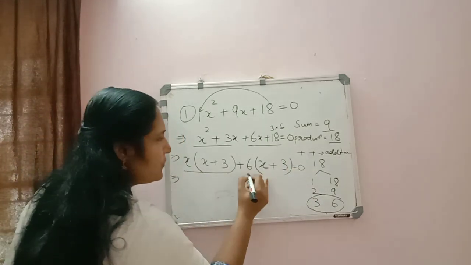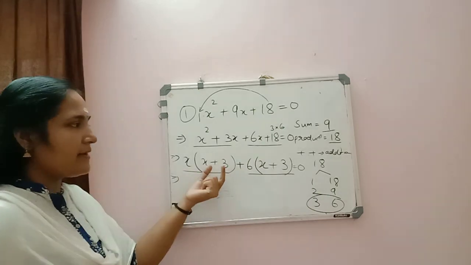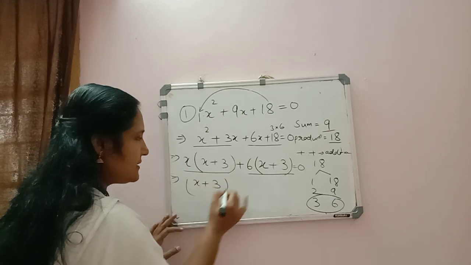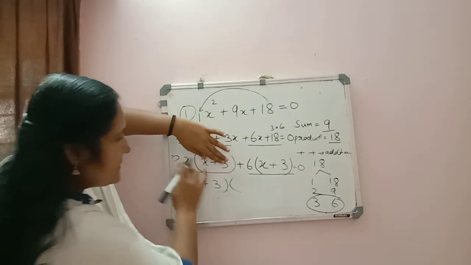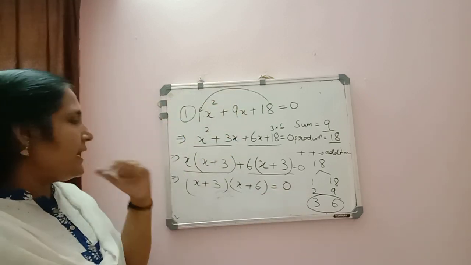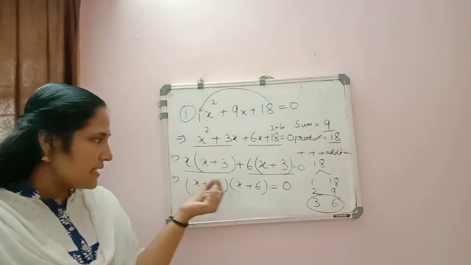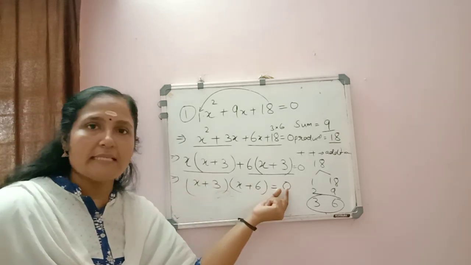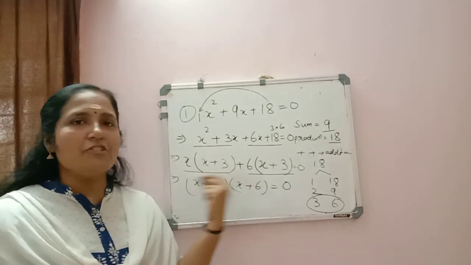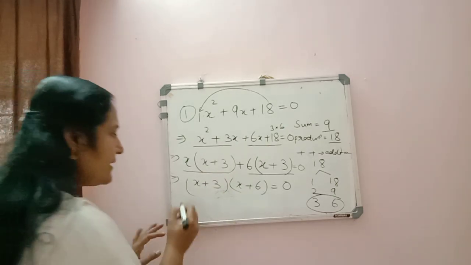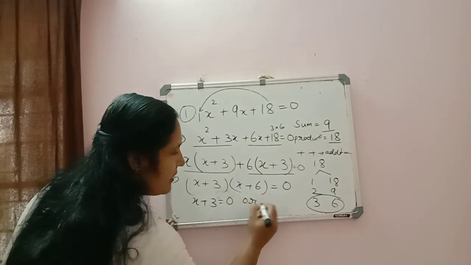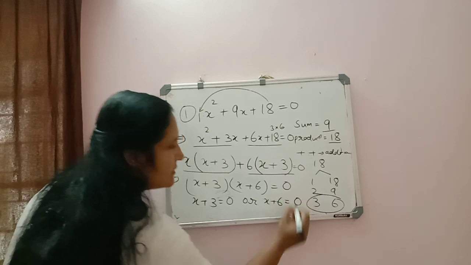So now we have only two terms. In these two terms, the common factor is x plus 3. Take it outside. So it will be equal to x plus 3 into remaining x plus 6 equal to 0. At present, the meaning of this expression is product of two numbers equal to 0. This is possible when one of the numbers is equal to 0. So either x plus 3 equal to 0 or x plus 6 equal to 0.